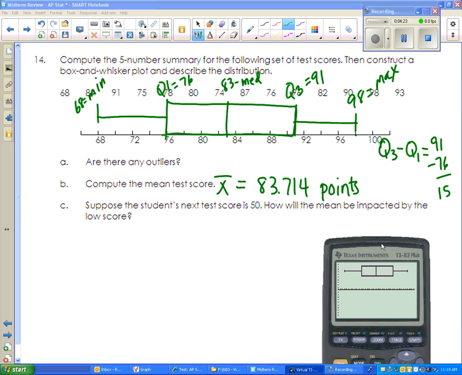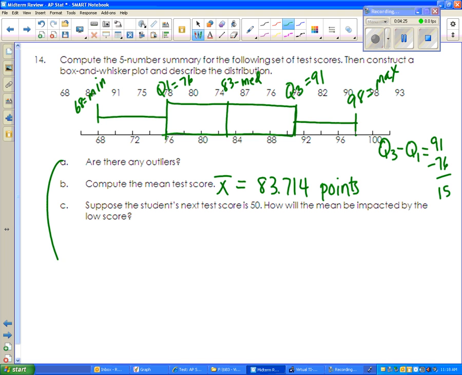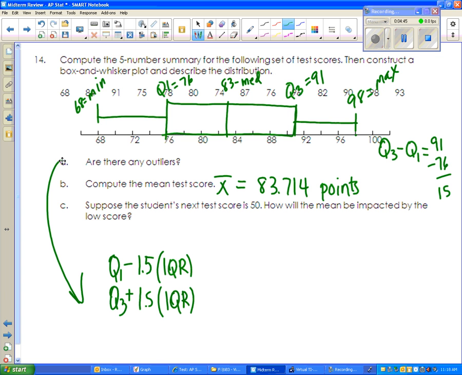If you wanted to compute this algebraically, the outlier rule basically says that if you take Q1 minus 1.5 times the interquartile range, and there are any values that are less than that, then it's an outlier. Similarly, if we take Q3 plus 1.5 times the interquartile range, and there are any values that are greater than that, then we have outliers.